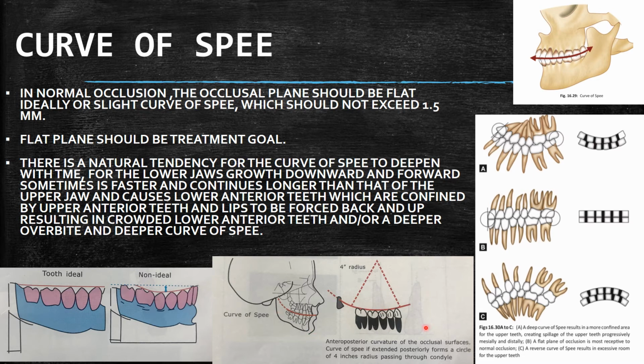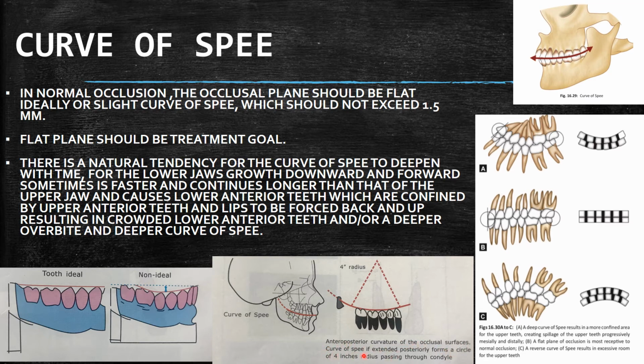Curve of Spee is the anterior posterior curvature of the occlusal surface. So it's like this curve, displayed in the sagittal plane or anterior posterior view. It is like a line drawn at the tip of the lower teeth cusps. They start from the incisors and follow all the cusps of the teeth, touch the cusps of the premolars, the cusps of the molars, and continue as an arc through the condyle on either side. So this is the anterior posterior curvature of the occlusal surface.